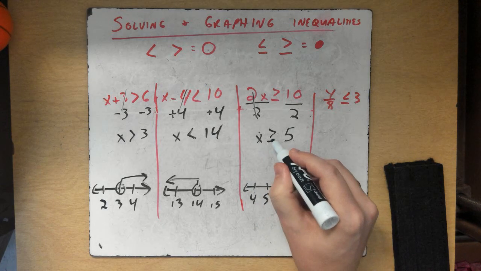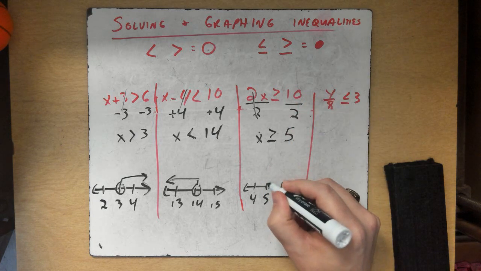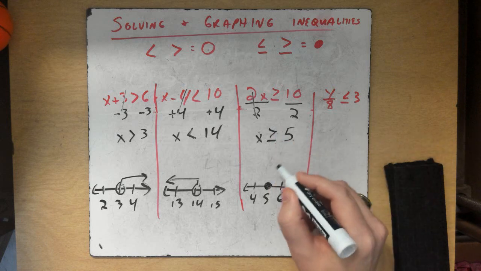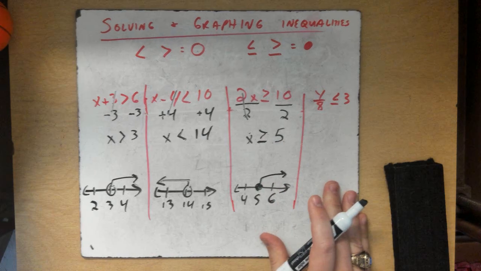Simple. Look at our symbol. There's no line, open circle on 5, letter first, point to the right, go to the right.